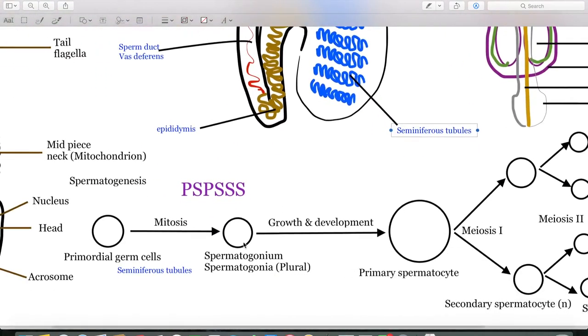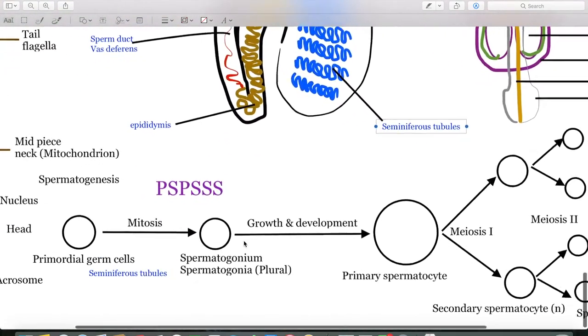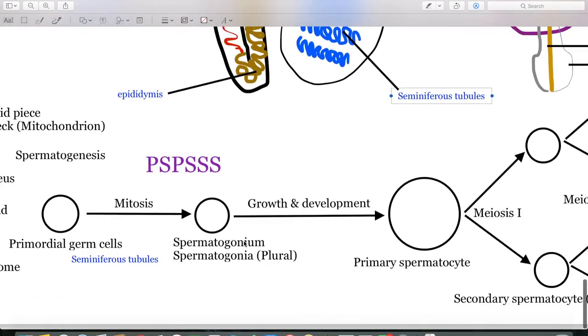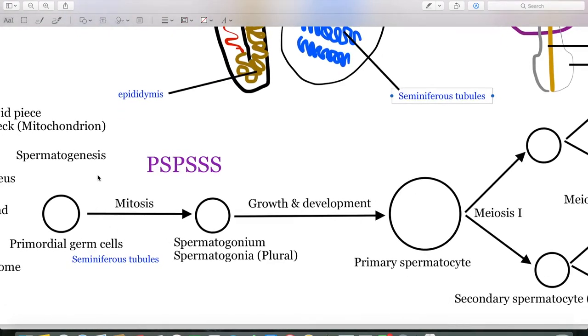Okay, finally, when we look at the process of spermatogenesis, how do you remember the spermatogenesis process? I give you another acronym here.